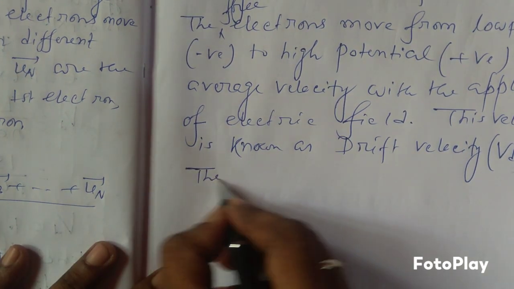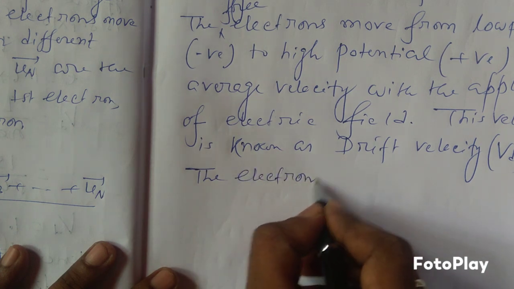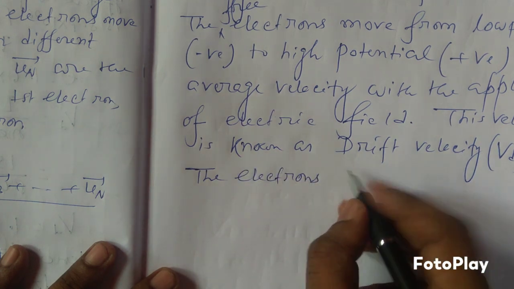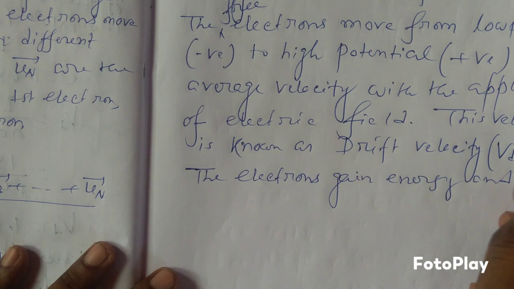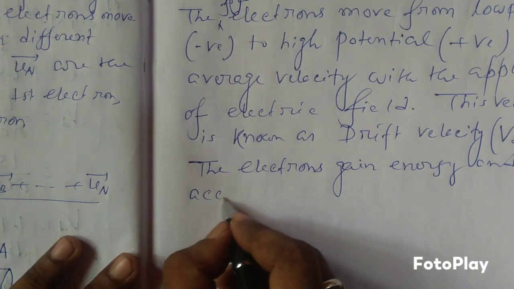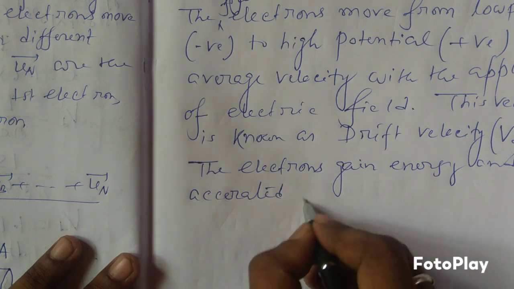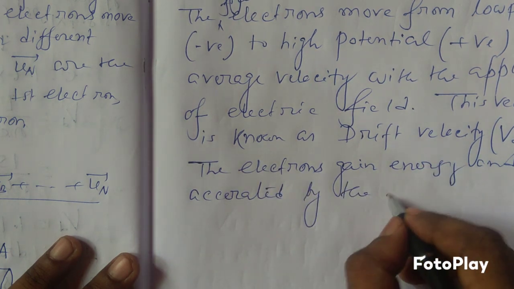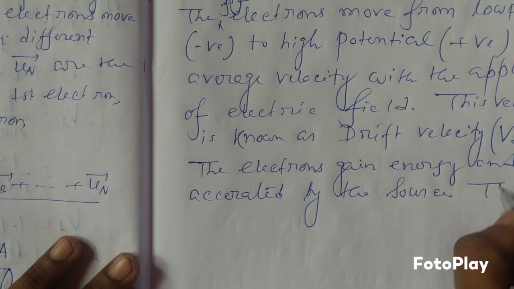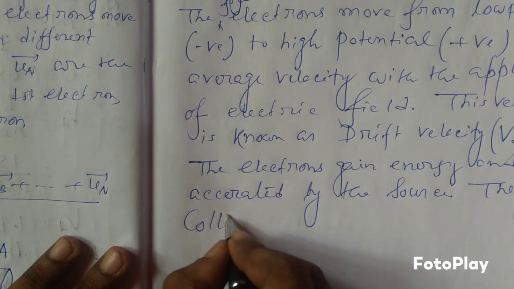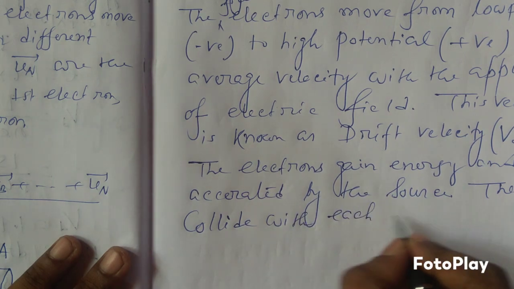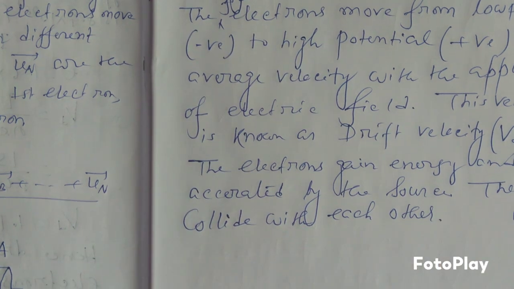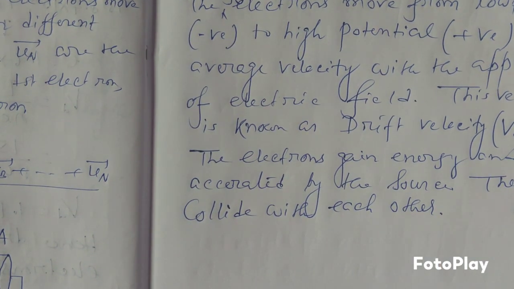The electrons gain energy and are accelerated by the source. They collide with each other.